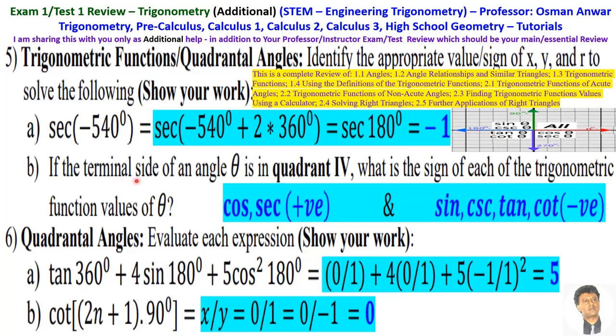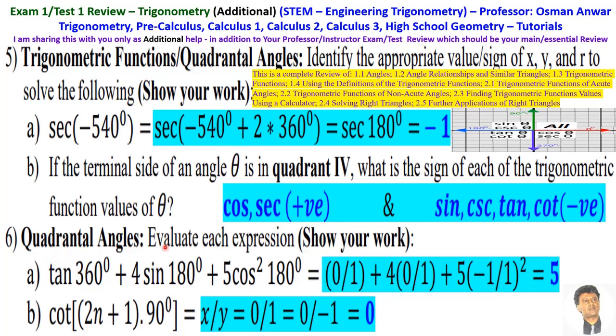B is if the terminal side of an angle theta is in quadrant 4, what is the sign of each trigonometric function? So it is in quadrant 4. We know in quadrant 4 cosine and sec are positive and the rest are negative, which is the sine, cosec, tan and cotan are negative.